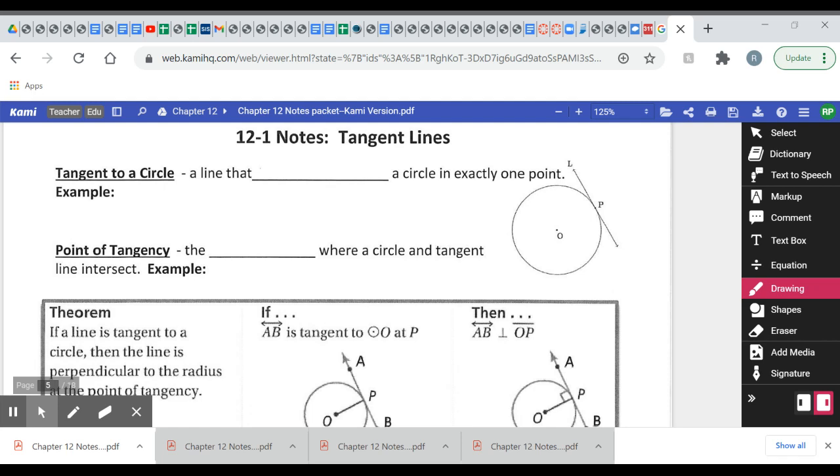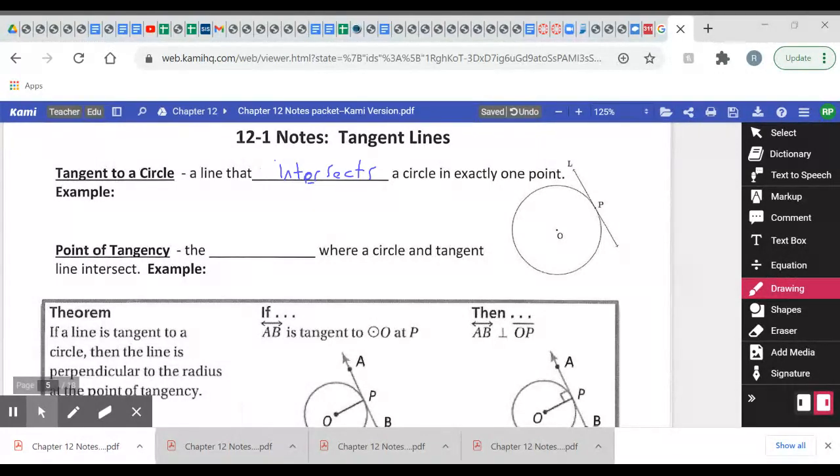The first thing here is the tangent to a circle. That is a line that intersects a circle at exactly one point. And you can see in the picture to the right here that we have a circle, we have a line, and the line is just skimming by the circle and touching it at one point P.